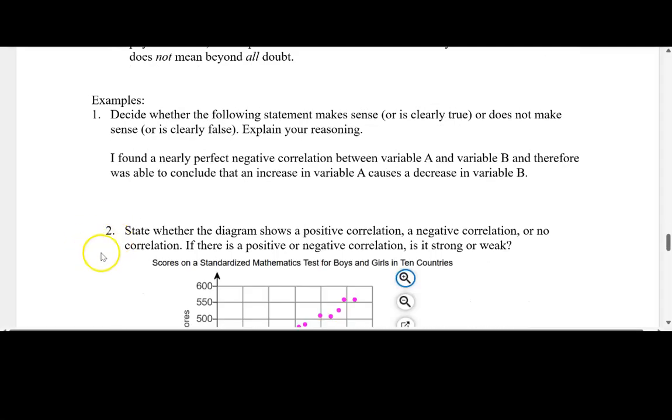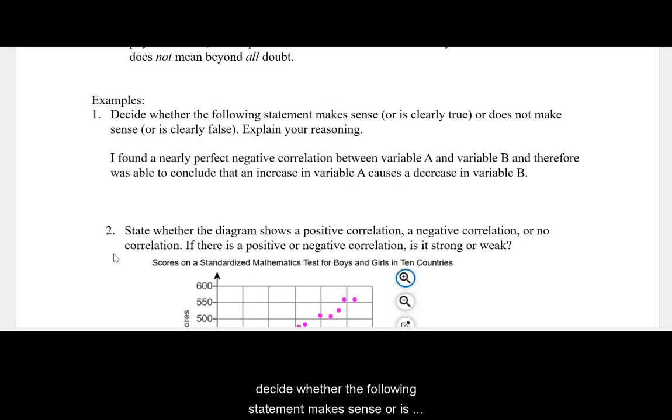Here's some examples, okay, I want to go through real quick. Decide whether the following, so everything we just discussed, we're going to do, I think I have 3 examples to just do an overall review of what we just talked about, but applying it to an example, okay? So number 1, decide whether the following statement makes sense or is clearly true or does not make sense. In other words, it's clearly false. And then explain your reasoning. I found a nearly perfect negative correlation between variable A and variable B.